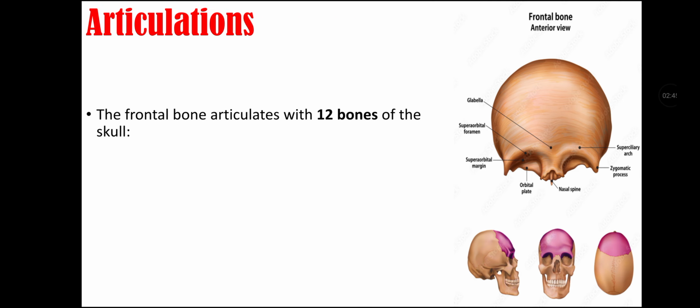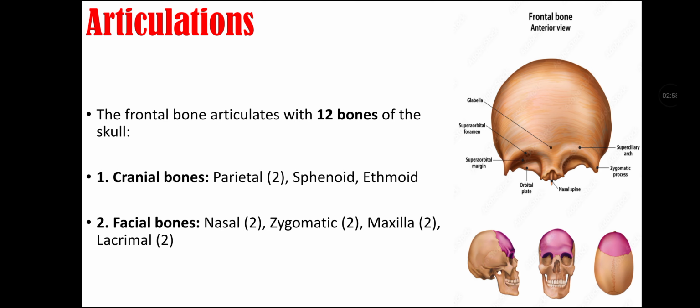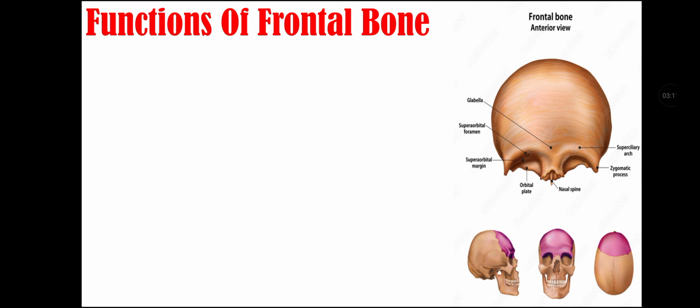Articulations of frontal bone. Frontal bone articulates with 12 bones of skull and they include cranial bones. It articulates with two parietal bone, one sphenoid bone and one ethmoid bone of cranium. Then it also articulates with facial bones that include two nasal bones, two zygomatic bone, two maxilla and two lacrimal bones. So it articulates with all these bones, on the whole forming 12 bones articulation.